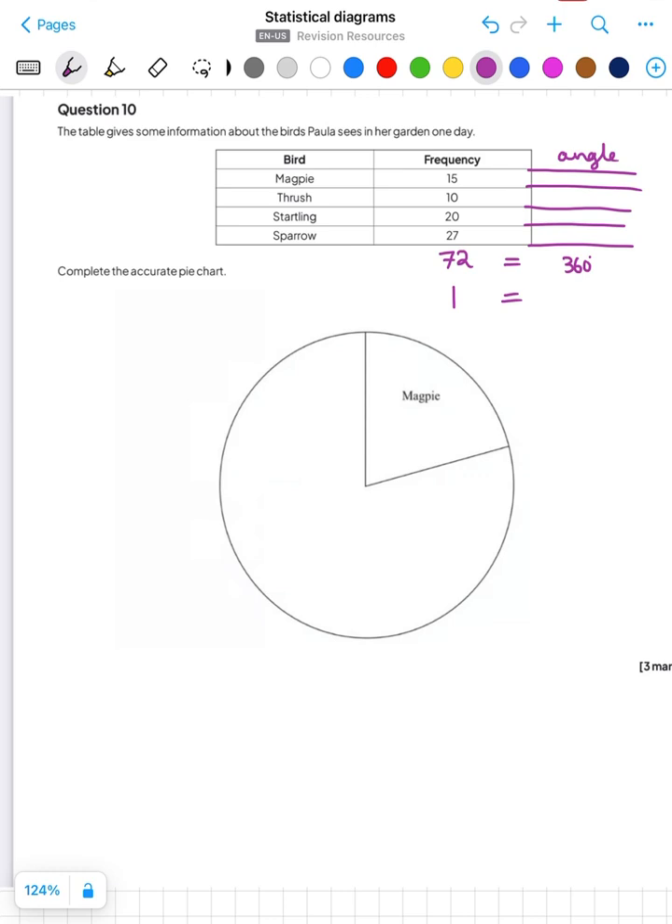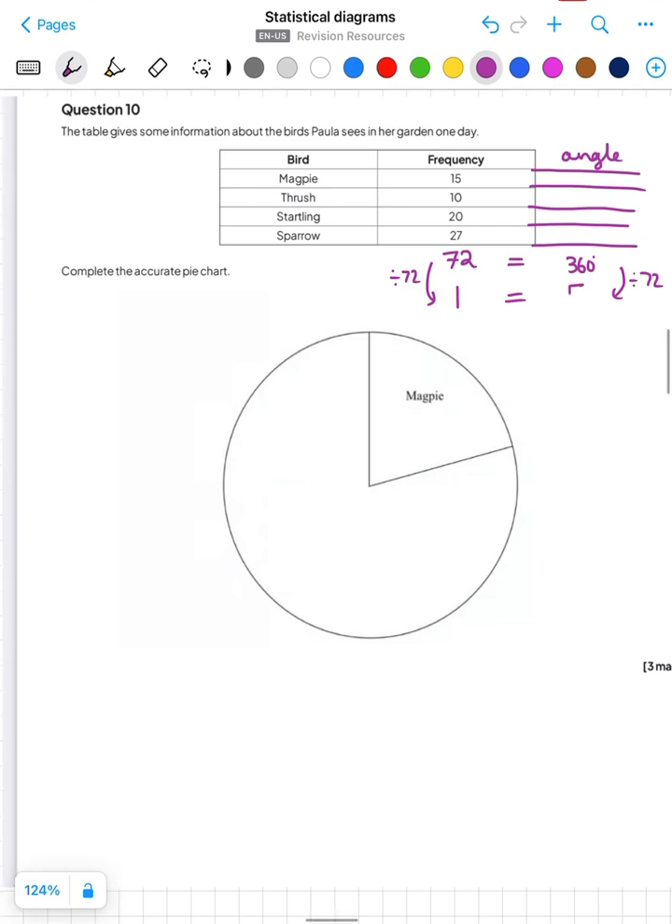So let's work out what angle is represented by every one bird. To do that, we divide both by 72. 360 divided by 72 is 5. So every one bird represents 5 degrees. So that's 15 times 5, that's 75 degrees for our magpies. 10 times 5 is 50 degrees. 20 times 5 is 100 degrees. And 27 times 5 is 135 degrees.